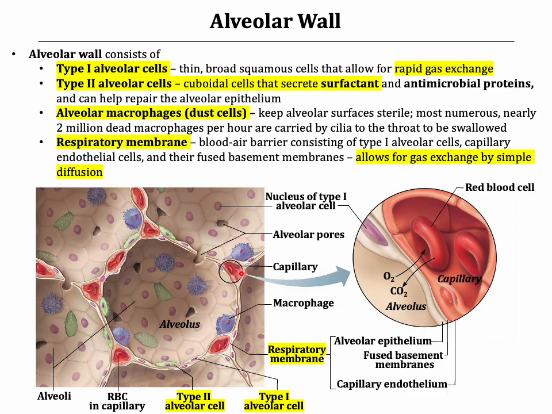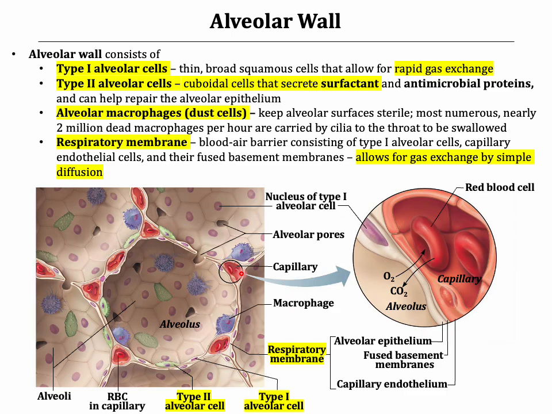With the type 2 alveolar cells, these are more cuboidal-like, so a little bit fatter, and these aren't playing really a role in gas exchange here. They're actually responsible for secreting surfactant and other antimicrobial proteins. So surfactant is really important at decreasing surface tension within the alveolus, making sure that it's nice and expanded and opened up and allowing for adequate gas exchange. And I'll talk more about that in a few pages.